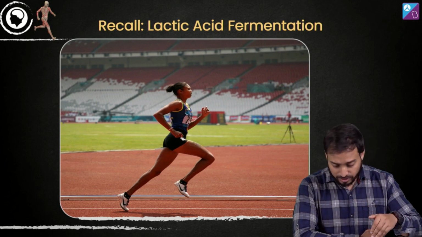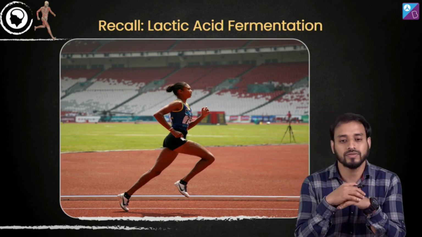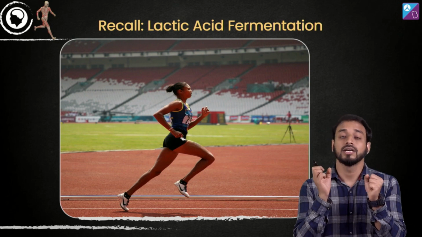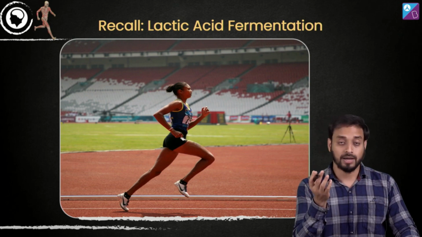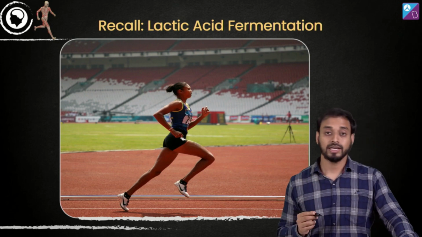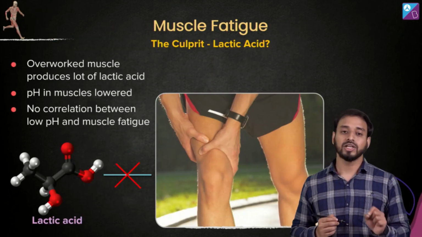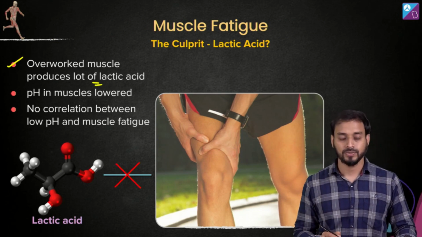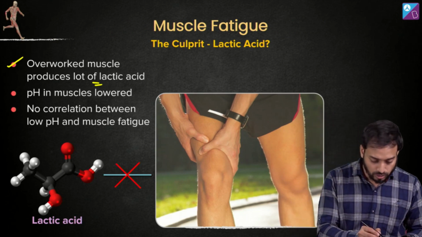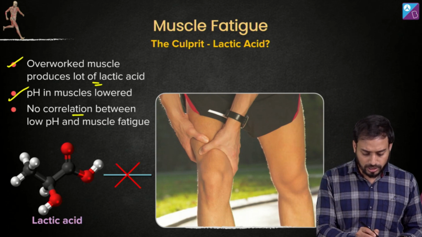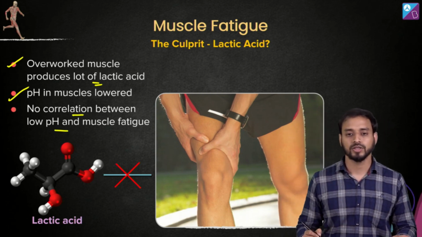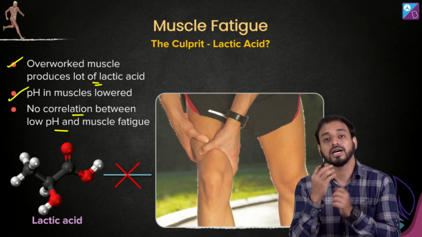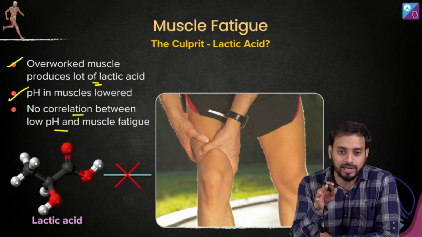ठीक है. अब इससे क्या होगा कि hence this is the only means of respiration in the muscles during strenuous exercise. क्योंकि उस टाइम पे ATP बहुत ज़्यादा चाहिए, muscle movement बहुत ज़्यादा हो रहा है. For example, sprinting में आपको पता है ना, when you are sprinting, you use a lot of energy. ठीक? This will cause the muscle fatigue. Overworked muscle produces a lot of lactic acid, because of which the pH of the muscle gets lowered. No correlation between the low pH and the muscle fatigue.